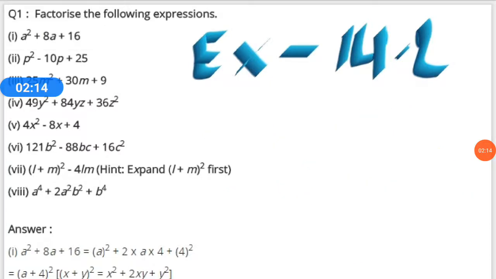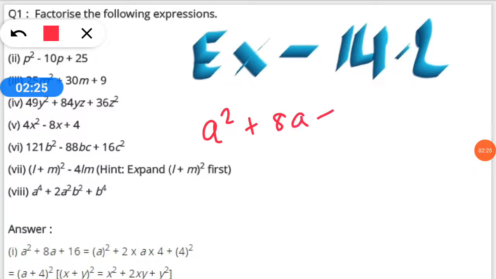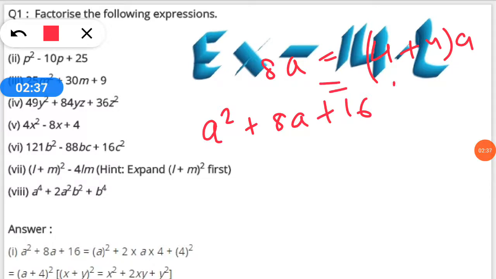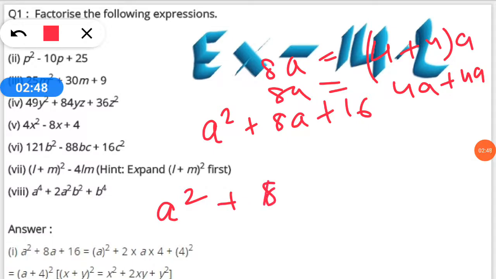Okay, so how should it be done? Just have a look. a square plus 8a plus 16. So 8a can be written as, how to write, 4 plus 4 into a. Can we write like this? We can also write 8a as 4a plus 4a. So in place of 8a we are going to write a square plus 4a plus 4a plus 16.